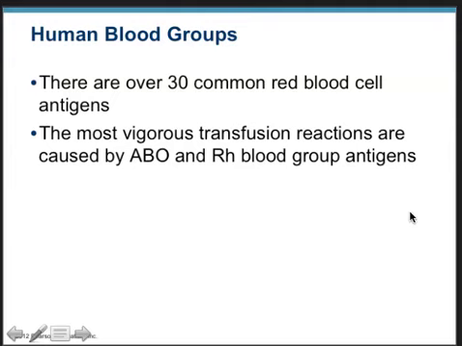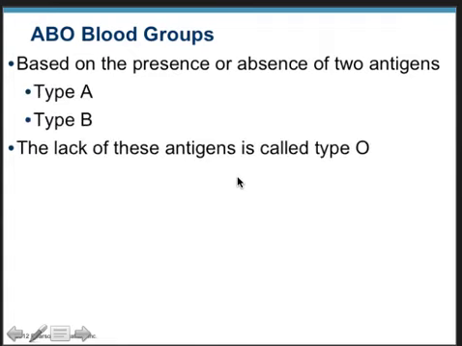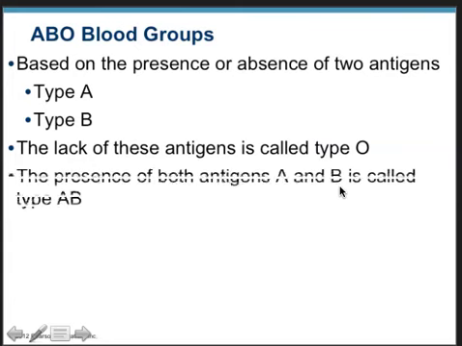And these are two separate clusters of genes. The ABO genes and the RH genes are in different locations in human DNA, and they code for different types of antigen molecules. The ABO blood groups are based on the presence or the absence of two antigens, type A and B. The lack of these antigens is grouped as a type known as O. Okay, and what these are collections of sugars that are on the surfaces of red blood cells. The presence of both antigens is called type AB.